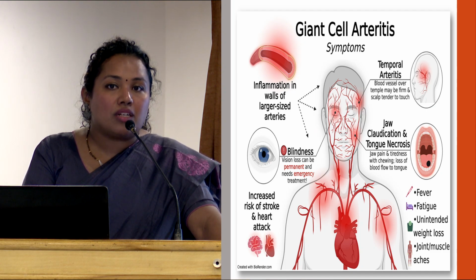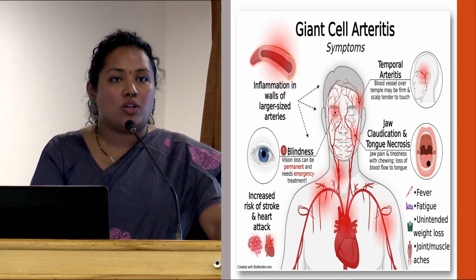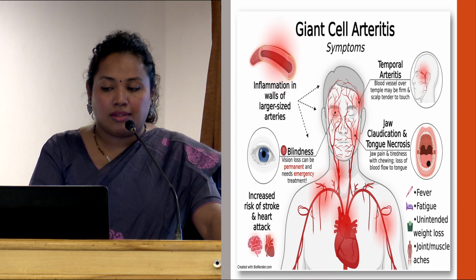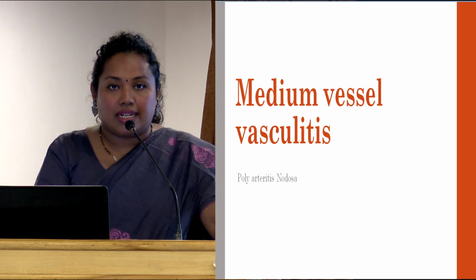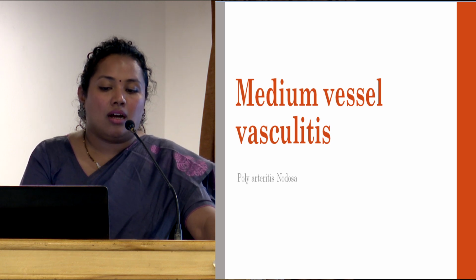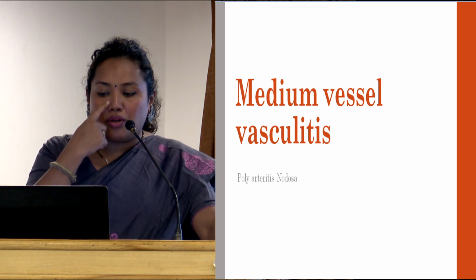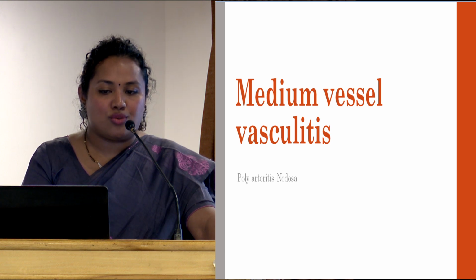So this pictorial representation shows the usual areas involved in giant cell arteritis. Moving to medium vessel vasculitis, we have two conditions, polyarteritis nodosa and Kawasaki's disease. I would not be talking about Kawasaki's disease here, I will be only briefly talking about polyarteritis nodosa.